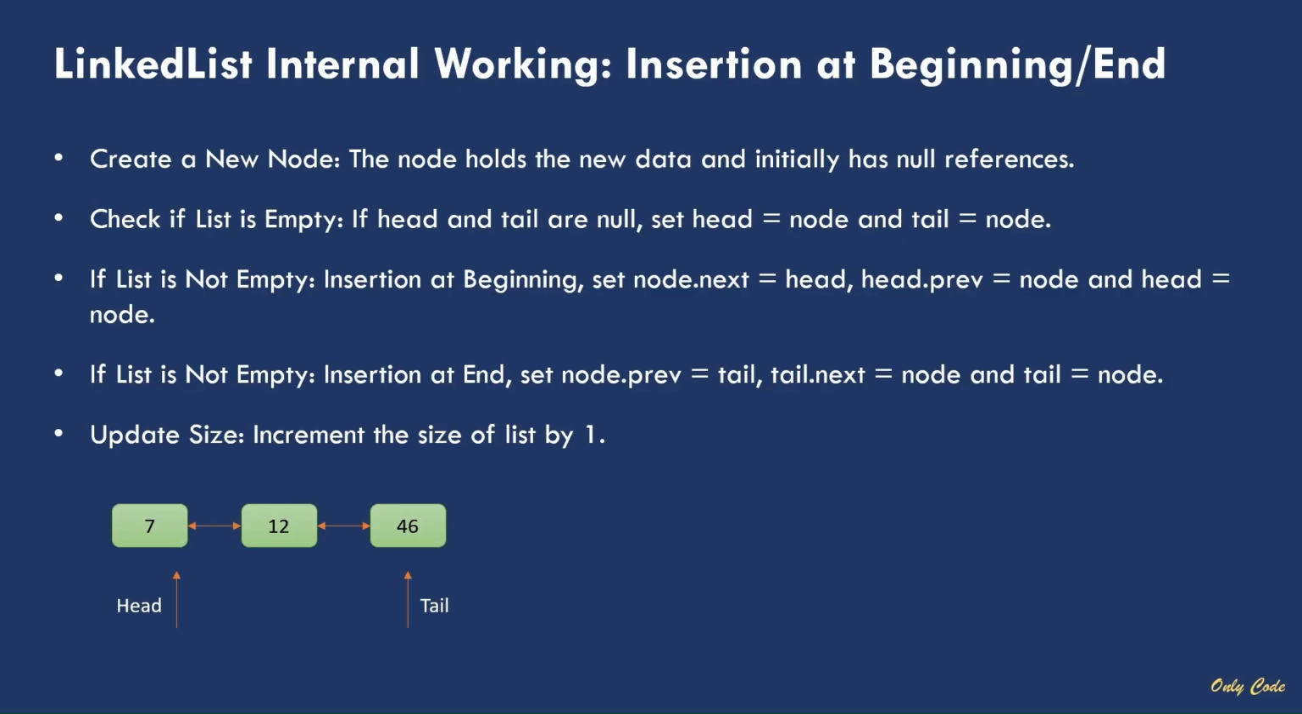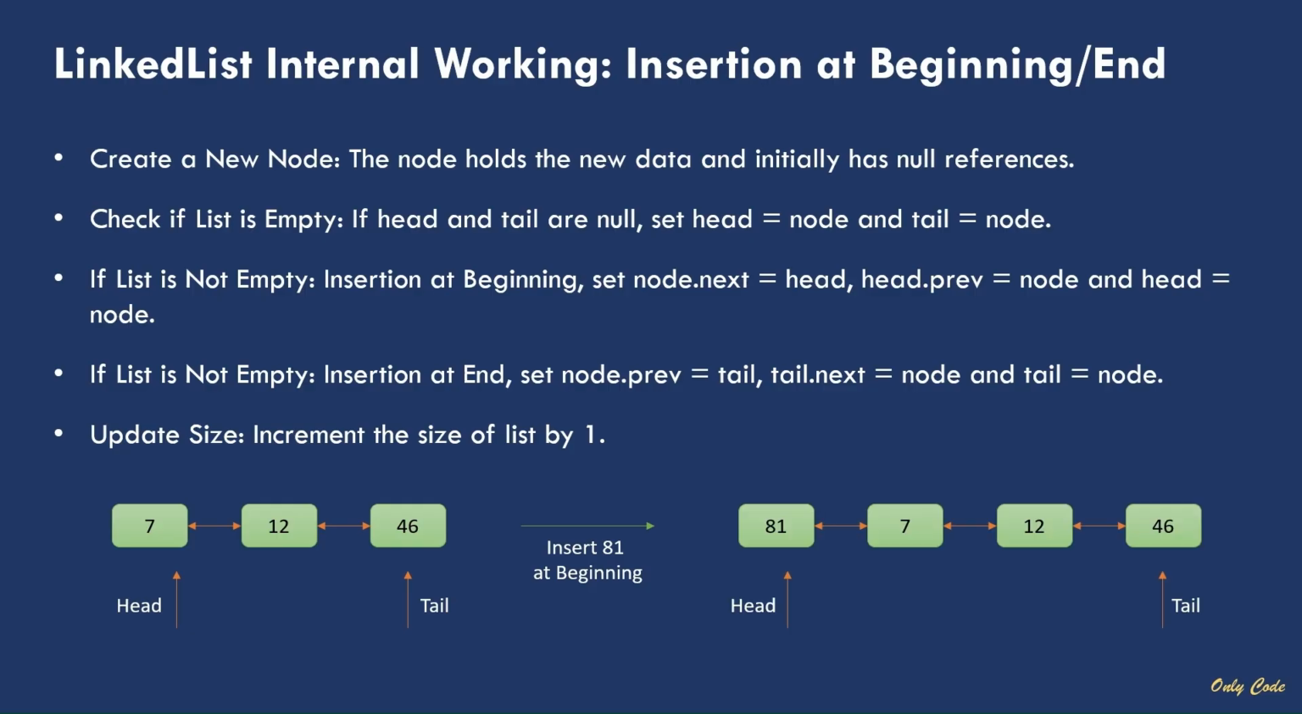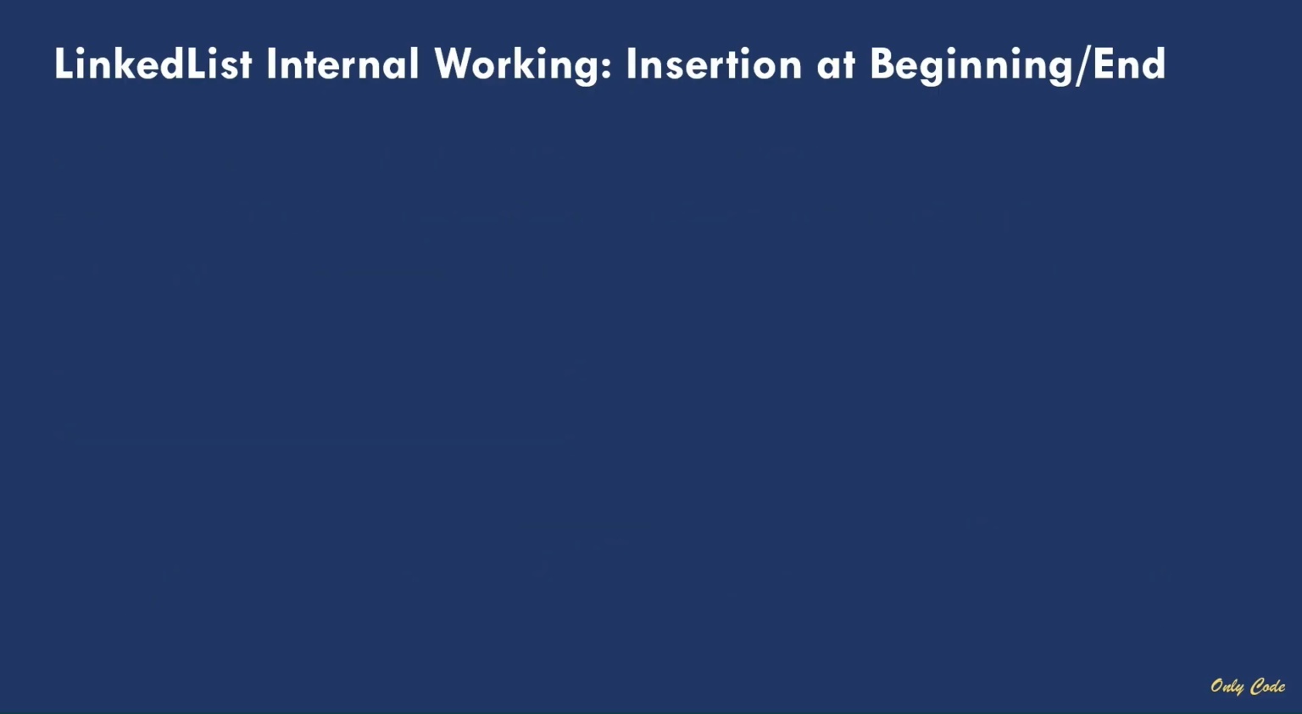Now, suppose we want to insert a new element 81 at the beginning of this list. When we perform this insertion, 81 becomes the new head of the list. The final structure of the linked list will now be 81, 7, 12, and 46. Let's break this operation down step by step.